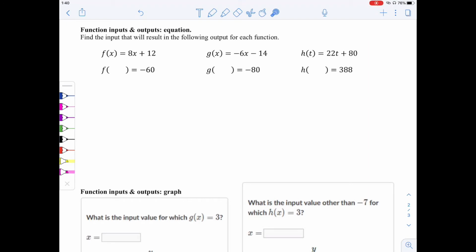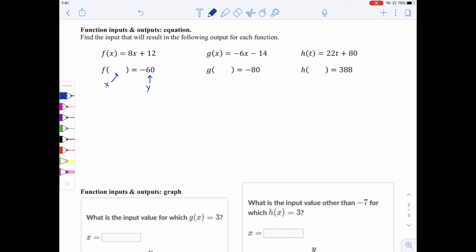Input, output. Okay, next one, function inputs and outputs with an equation. Find the input that will result in the following output for each function. So now it's a little bit different, right? Because this is our input, which is our x value. This answer that we get is our output, which is a y value. So it gives you the y value, but it doesn't give you the x value. So it's asking what is the x value that will give you that -60.